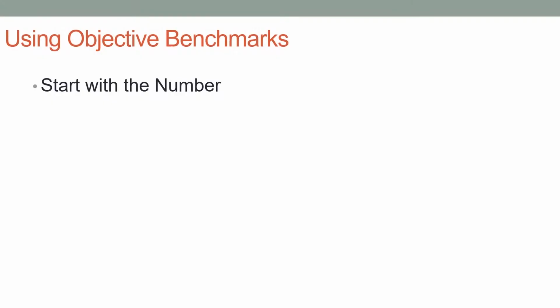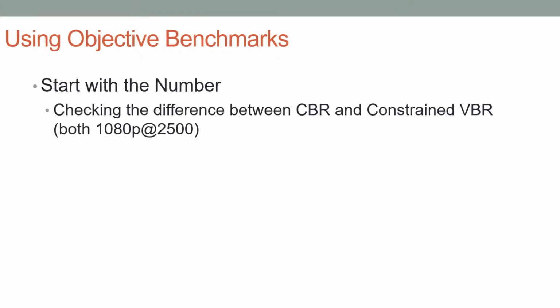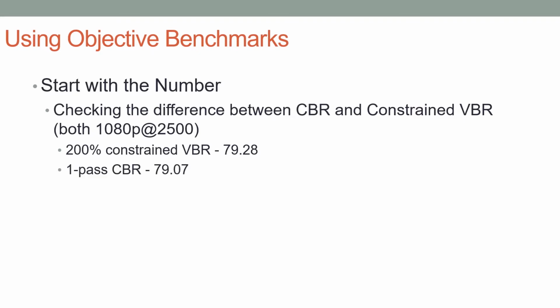So whenever you use objective benchmarks, the object of the exercise is to get to a single number. So let's assume you were checking the difference between CBR and constrained VBR, both at 1080p at 2.5 megabits per second. And say we're measuring VMAF, and the 200% constrained VBR comes in at 79.28, which means the quality should be between good and excellent. And one pass CBR comes in at 79.07. So it's just a little bit different, not a major differential there.